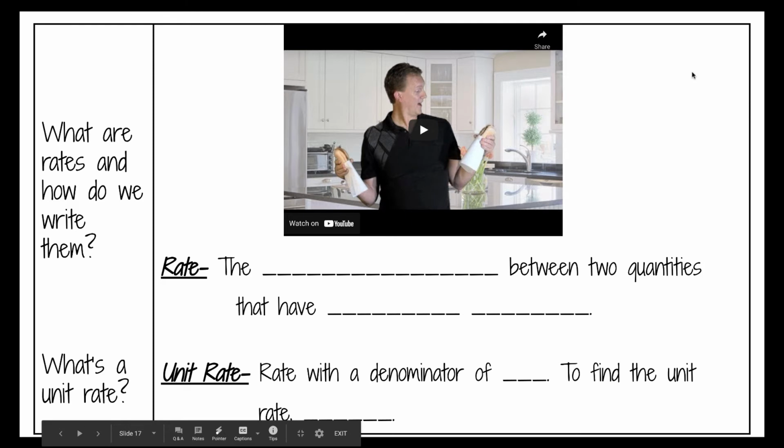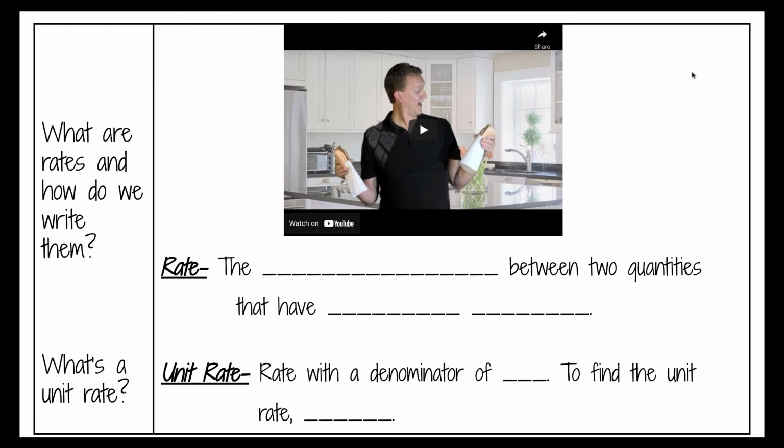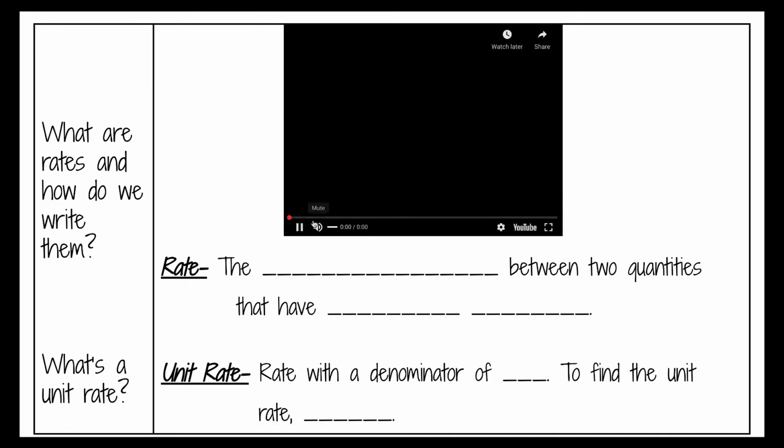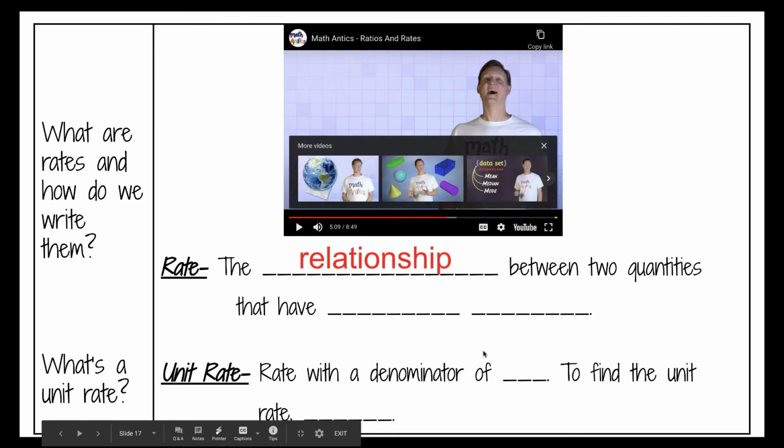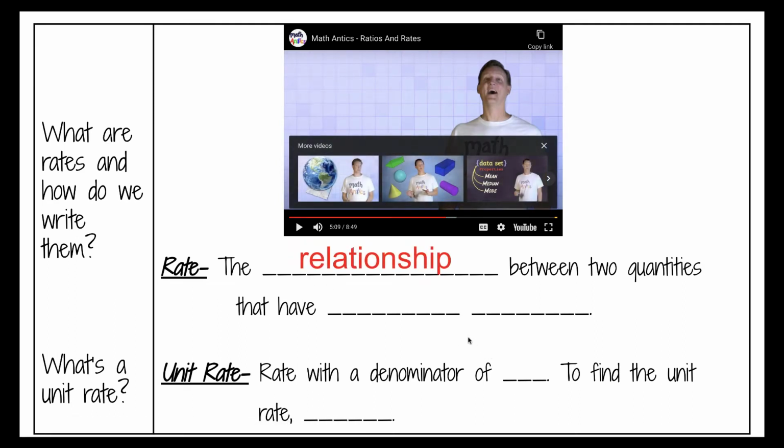Thanks, Mr. Math Antics, for really helping us see the difference between ratio and rate and giving some visuals of what a rate is. Let's write down a definition for rate, 7th graders. Find your 6.2 notes. We're going to be in that first chunk, and we can refer to this definition anytime we draw a blank on what a rate is. So a rate is the relationship between two quantities that have different units. And as Mr. Math Antics pointed out, rates refer a lot of times to the concept of time.